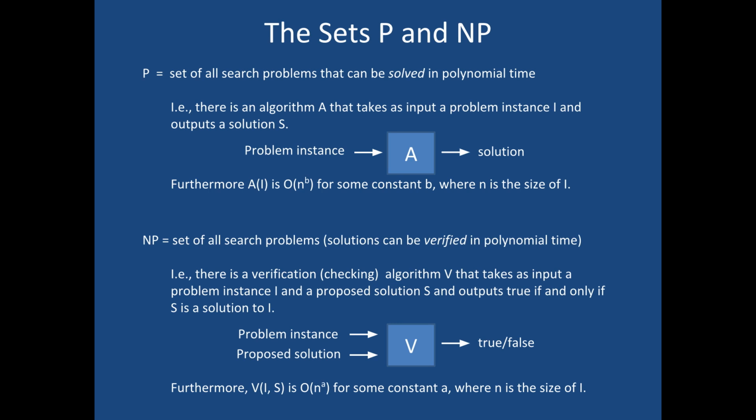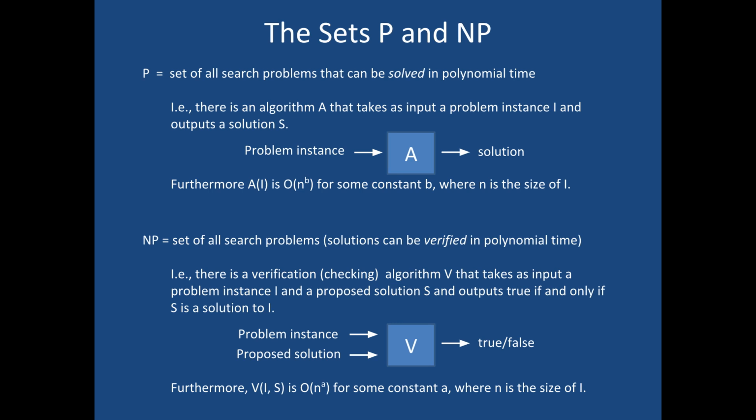For NP, all you have to do to qualify is this: if you're given a description of the problem, the graph you're supposed to search or the number you're supposed to factor, and you're given a proposed solution, like a path in the graph or a factorization of the number, you need to be able to quickly say yes or no, is that a solution to the problem? That's a weaker condition. Clearly, if you can solve it in polynomial time, you can verify a solution in polynomial time.